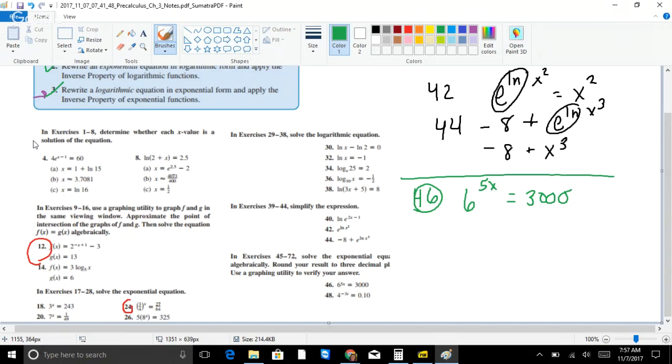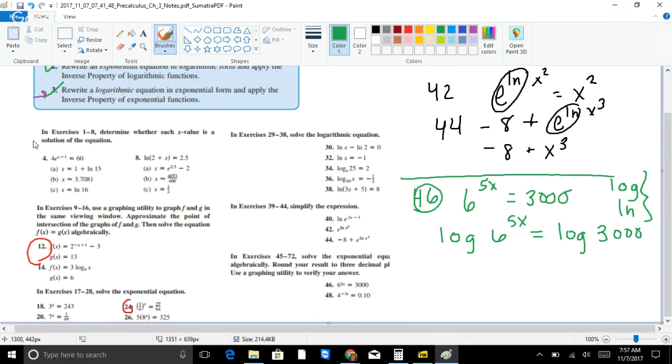So we're going to take the logarithm of both sides. You get to pick which logarithm you want. I would highly recommend either the common log, that's base 10, or the natural log, because those are easily available on your calculator. I'm going to go ahead with the common log. So I take the logarithm of 6 to the 5x power, and then I also have to take the common log of 3,000. I really should have just done natural log.